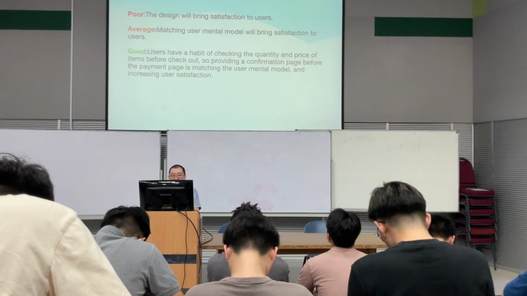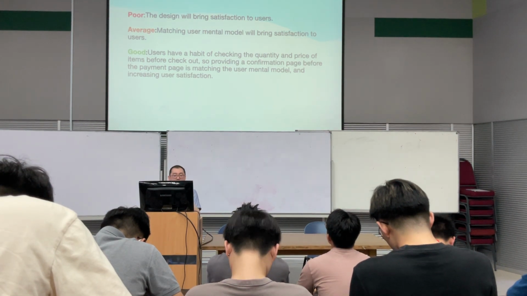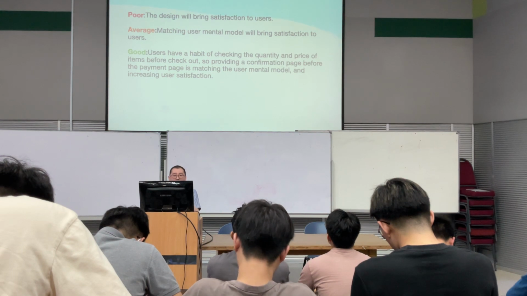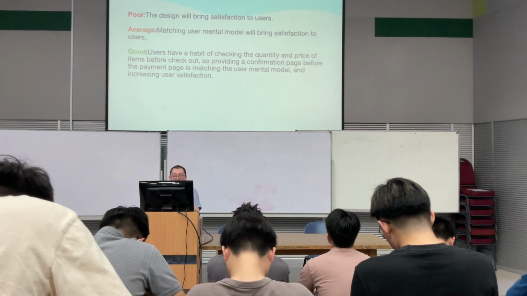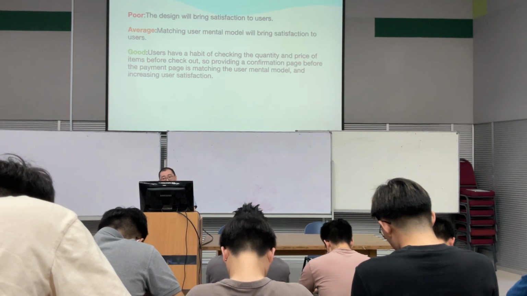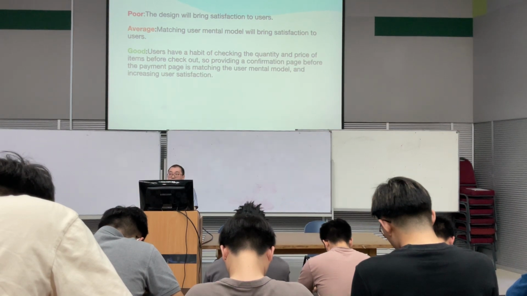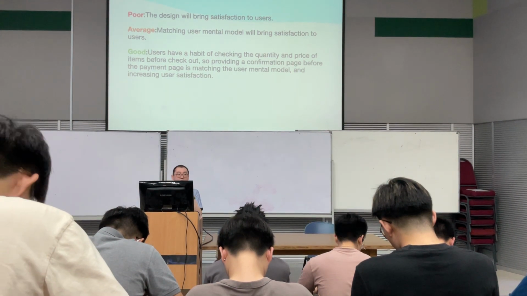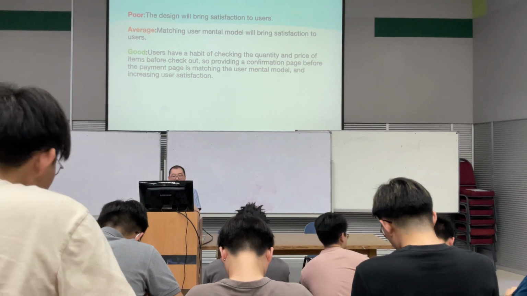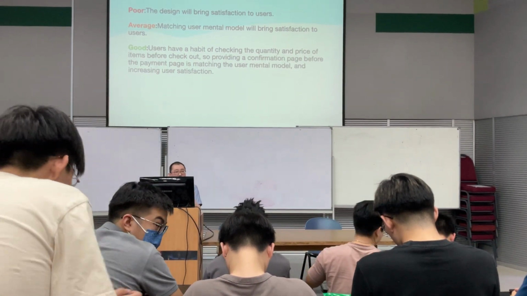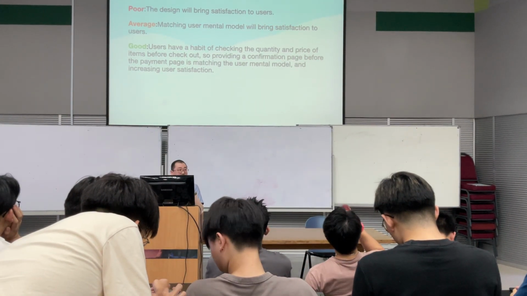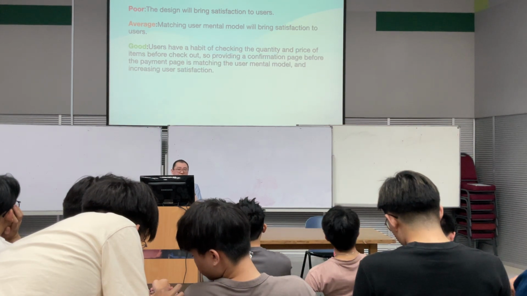Okay. Now look at the average. Average, you try to explain how that satisfaction happens. Matching the user mental model will bring the satisfaction to the user. But here there are many question marks, which is what do you know about mental model? How actually the thing happened, which needs further explanation. That means not that clear. Still considered average here.